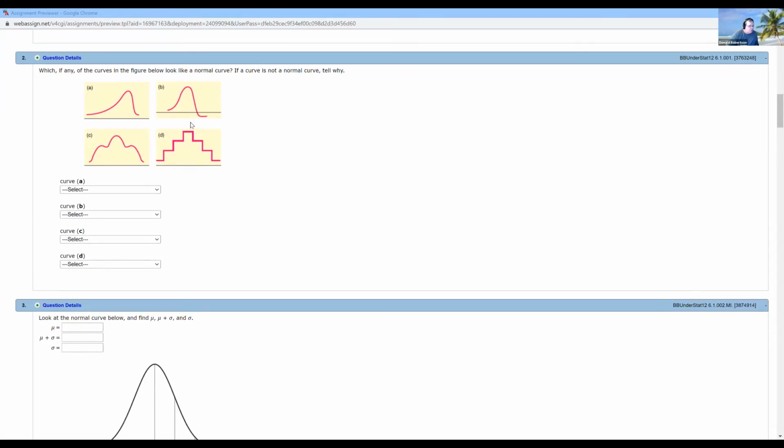That's a normal curve. I know the zigzags are an annoyance, but if you drew a line through it, it would be a nice, symmetric, single hill situation. So now we're going to talk about why it's not A, B, or C. Let's look at A. A does not count. What is wrong with A?